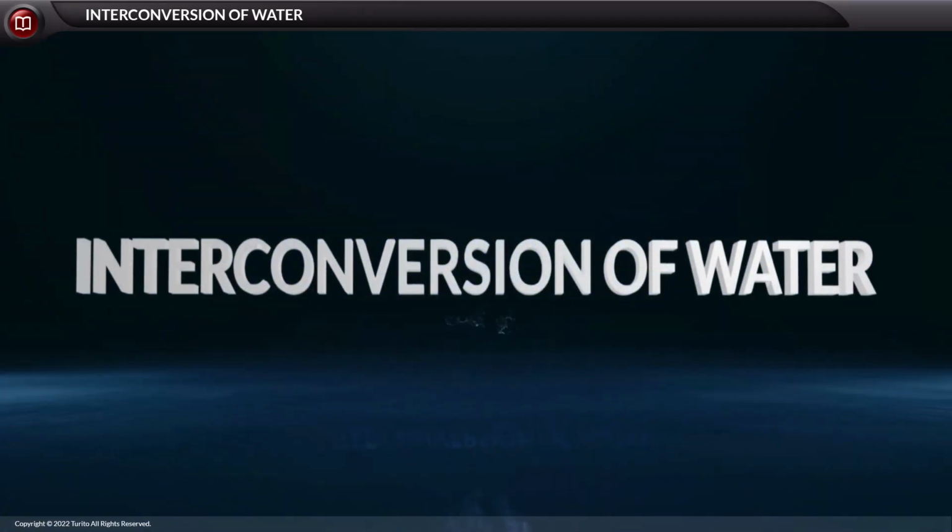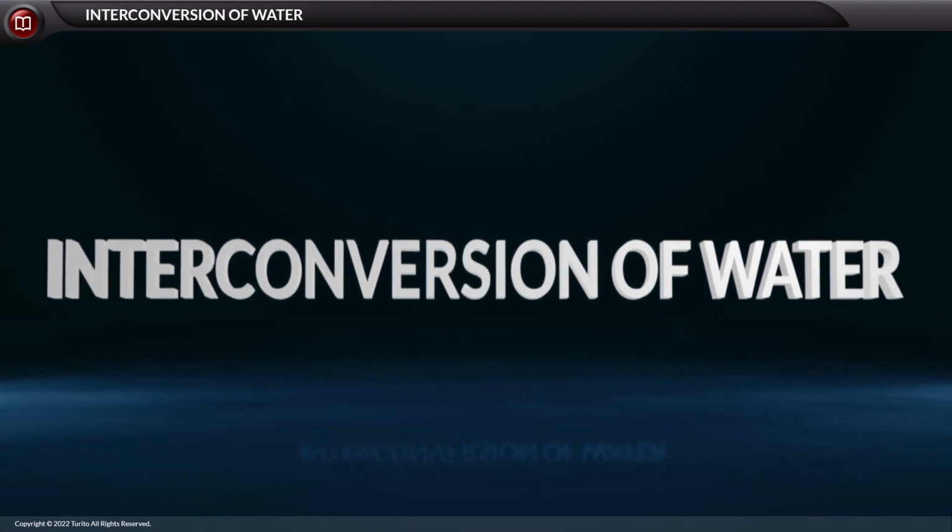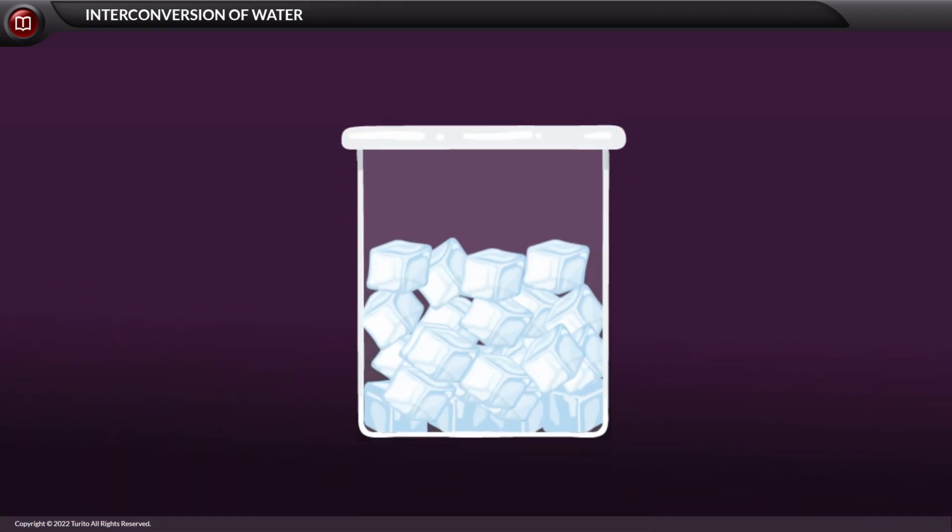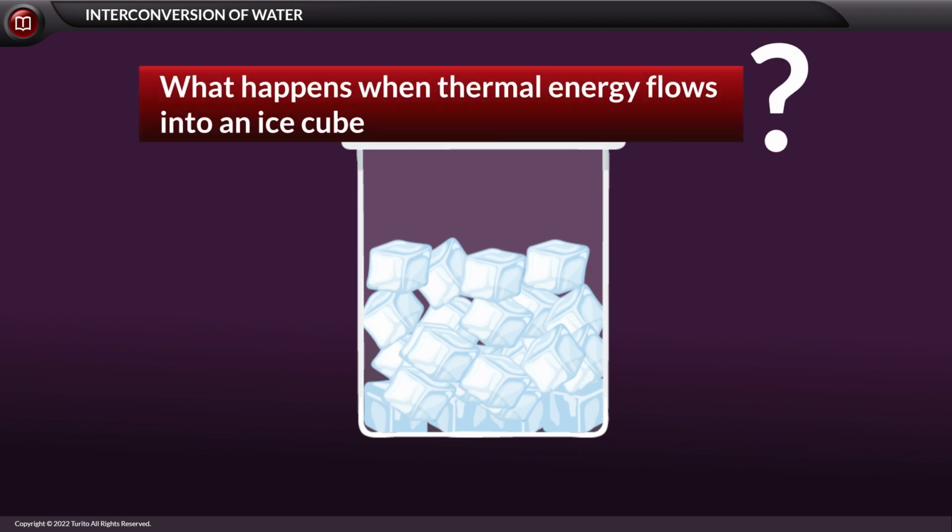To understand the interconversion of water, let us take ice cubes and observe the changes that are happening in them with the addition of thermal energy. So, can you answer me, what happens when thermal energy flows into an ice cube?